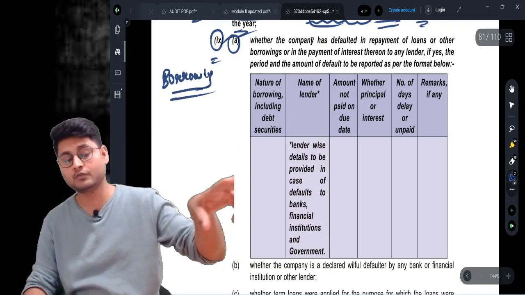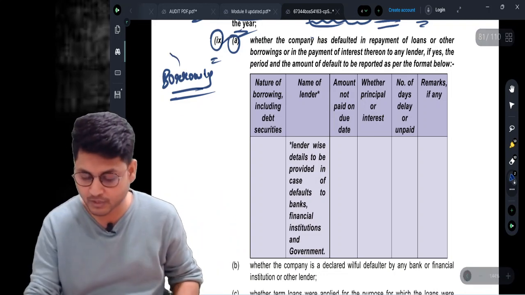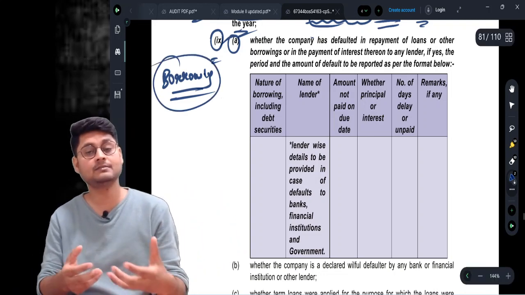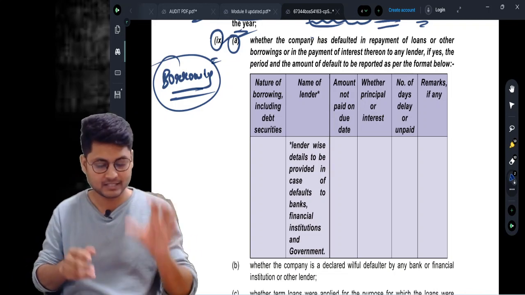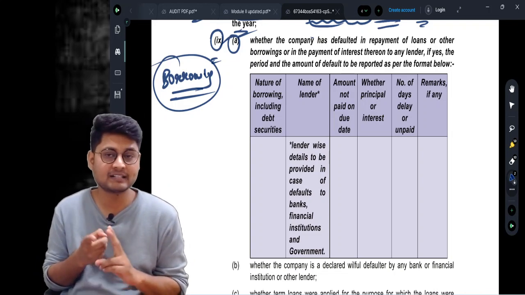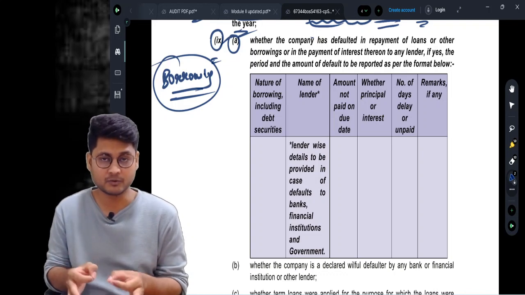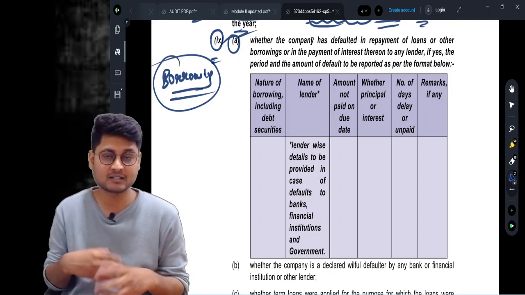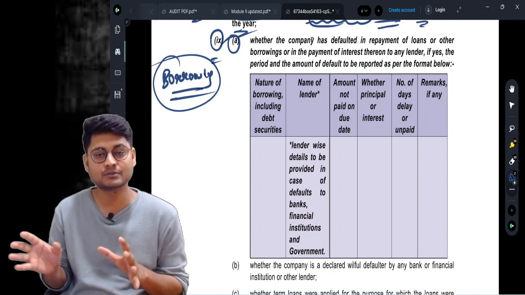Previously in clause number 3 and 4, we have seen the loans which are given by the company. But now what we are going to focus on is the borrowings made by the company. It is the loan taken by the company. If it is the loan taken by the company, it must pay the principal and interest on time. So in this clause we are going to report when there are any defaults by the company in repayment of principal and payment of interest. That is what we are going to report.